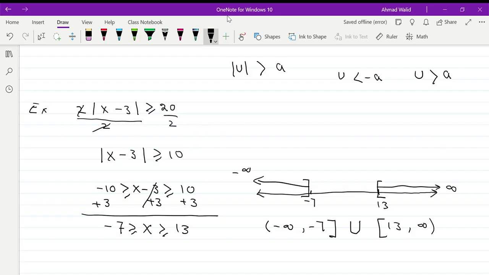This is what we call absolute value inequalities. Correct?